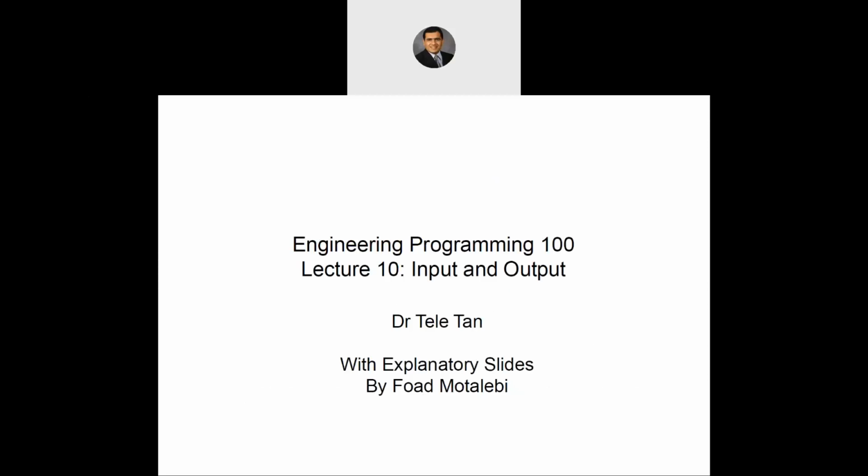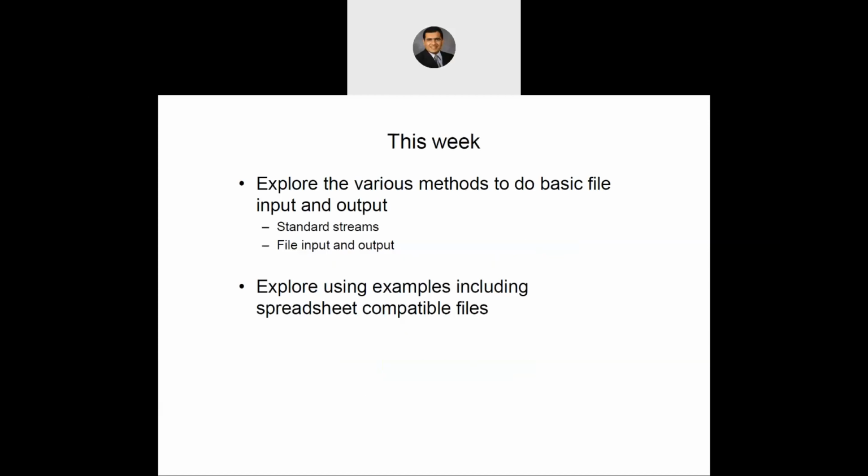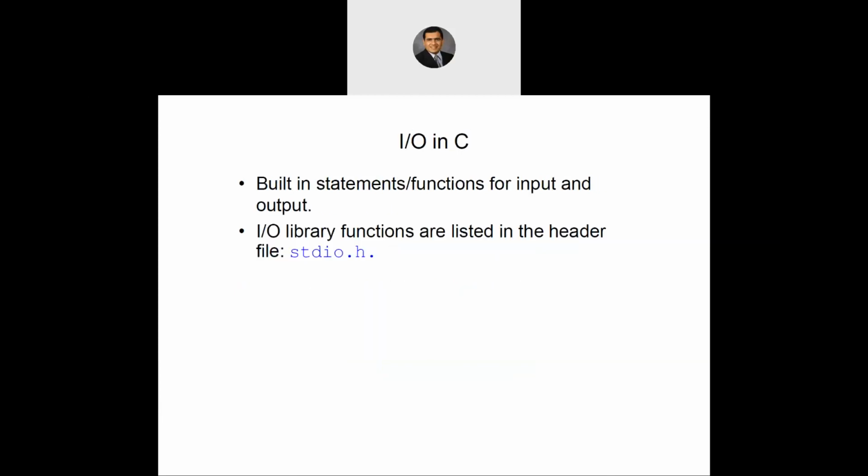So, our lecture 10, input and output. We'll be learning about how to do basic input and output. In other words, how to write to a file and how to read from a file. We will also learn about some examples of writing into specific files like spreadsheet files. In other words, CSV files, comma separated value files.